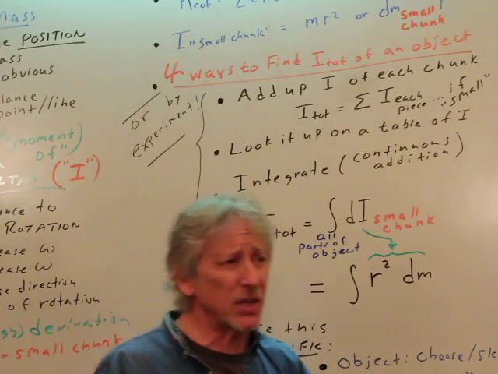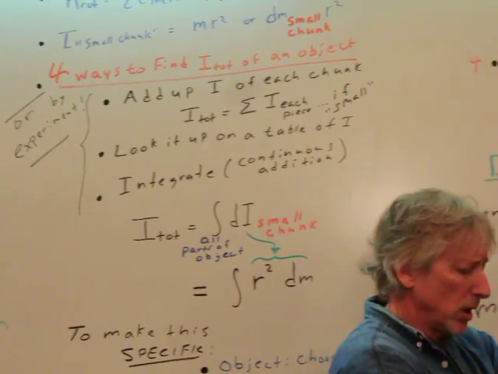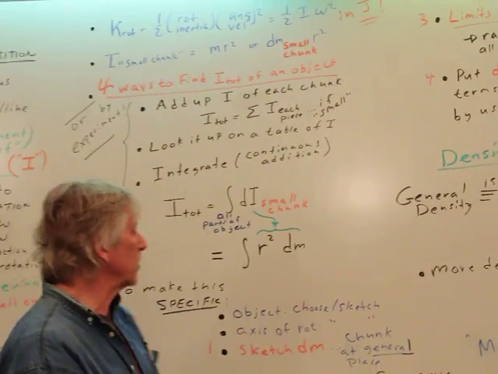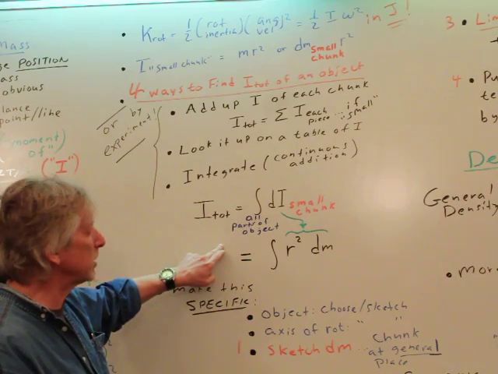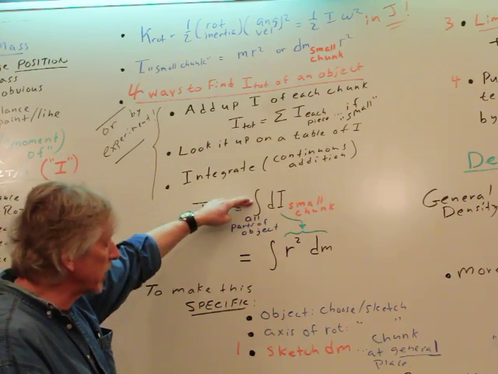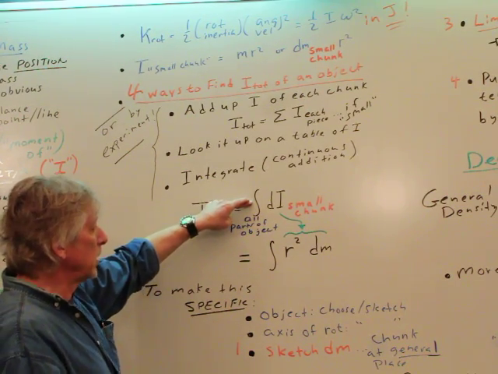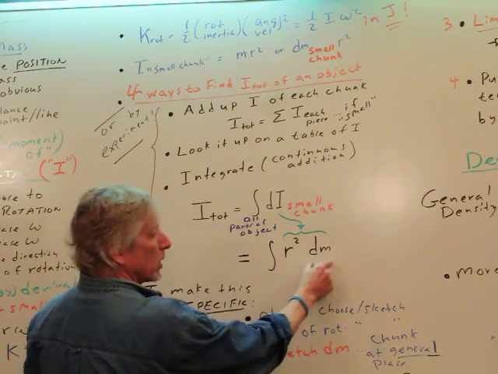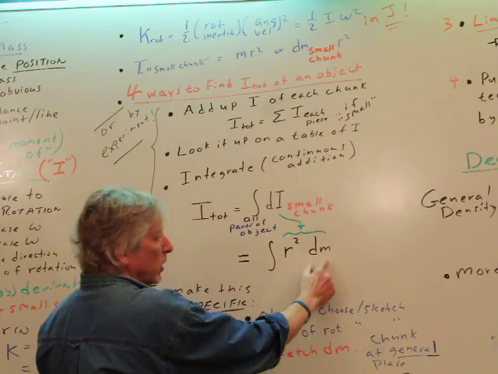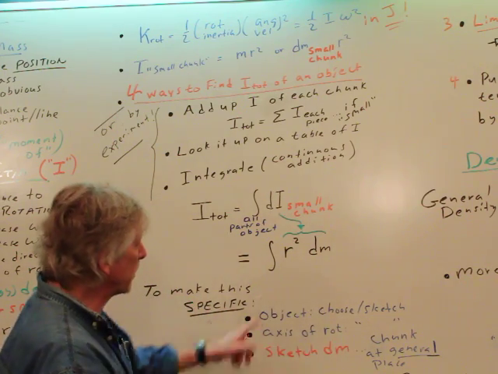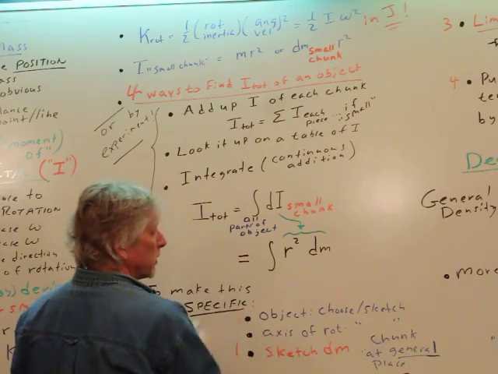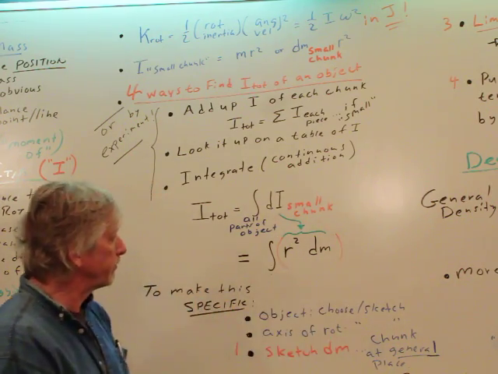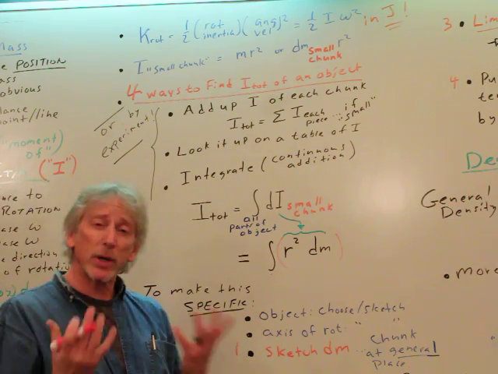Now you need to make it specific, because this isn't any good unless you make it specific. But if you can write it generally, you're in good shape. So we can start here. Don't skip that step. And then dI, what's dI of a small chunk? Well, it's r squared dm, or dm r squared. It doesn't matter which way you write that. Remember that when you have an integral, you're summing it over some pieces. So you're summing over that. Okay, so that's it. Now we've got to make that specific.